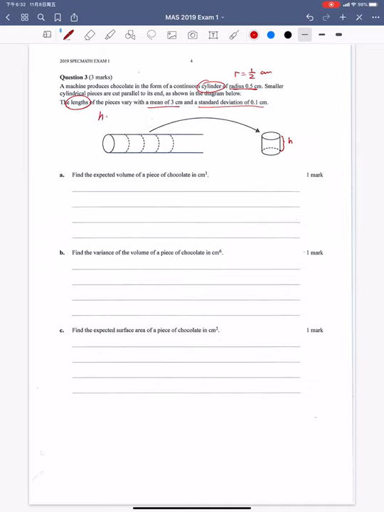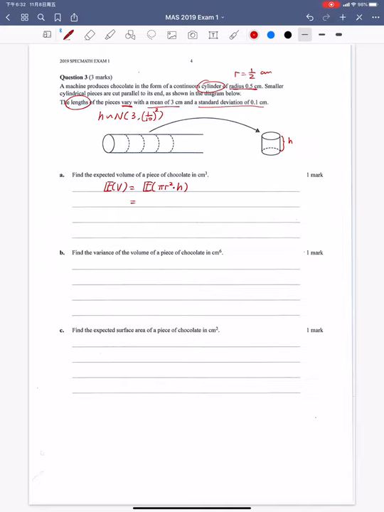So I would say H is a normal distribution from the word vary with mean 3 and standard deviation 1/10. And the variance should be 1/10 to the power of 2. Find the expected value of a piece of chocolate in centimeter cubed. Expected volume. So E(V) will be E of the base times height. The base is pi r squared times h.